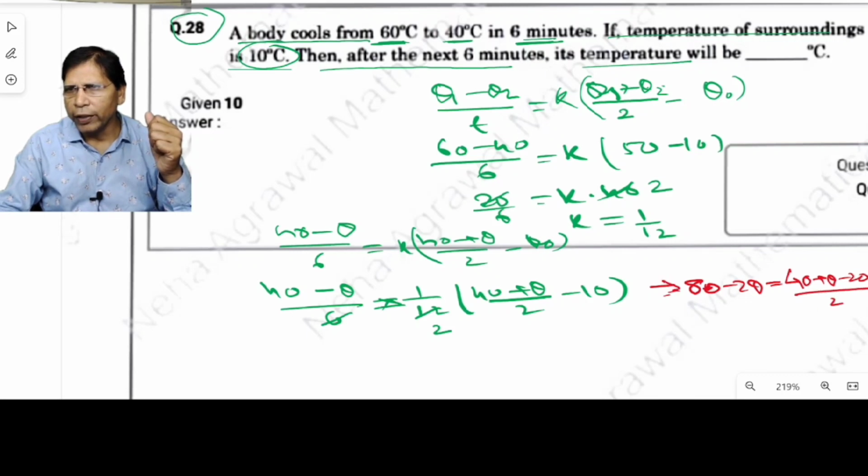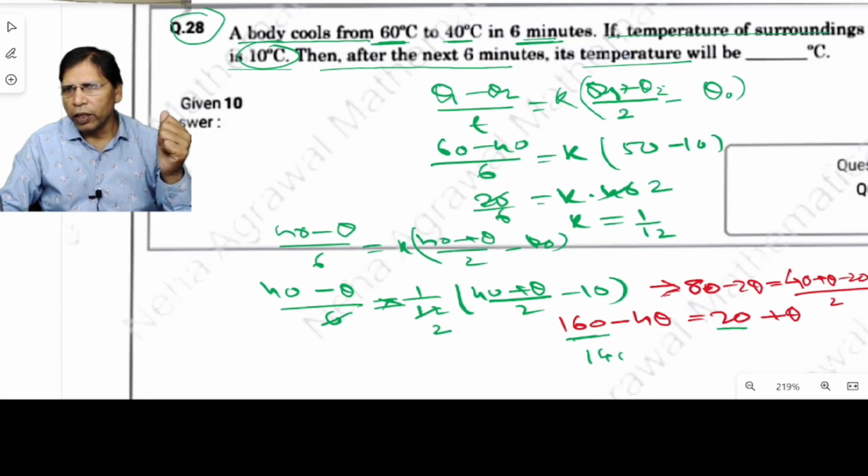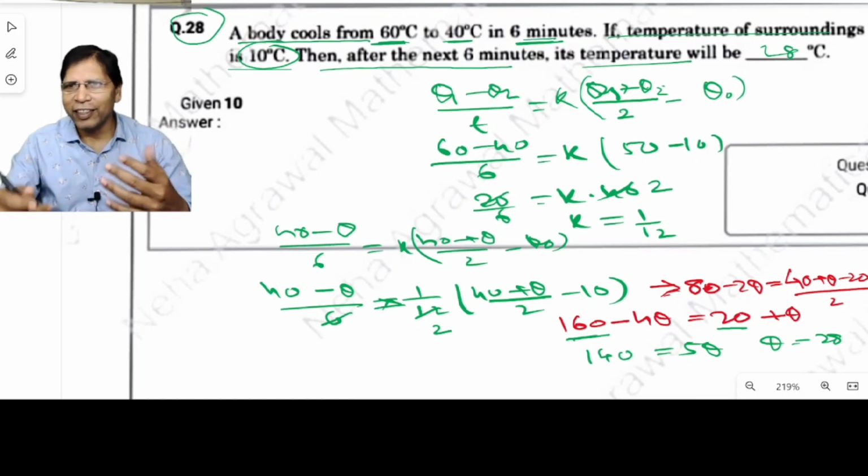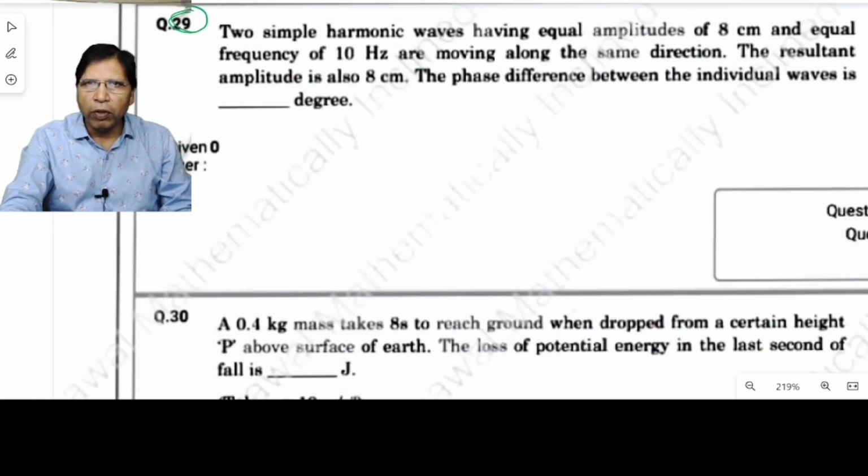Okay, so from here, this is 160 minus 4 theta, which equals 20 plus theta. Now 160 minus 20 is 140, which equals 5 theta. Therefore theta equals 28. Therefore the temperature after 6 minutes is 28 degrees Celsius. Okay, understood? Next. Now question number 29.